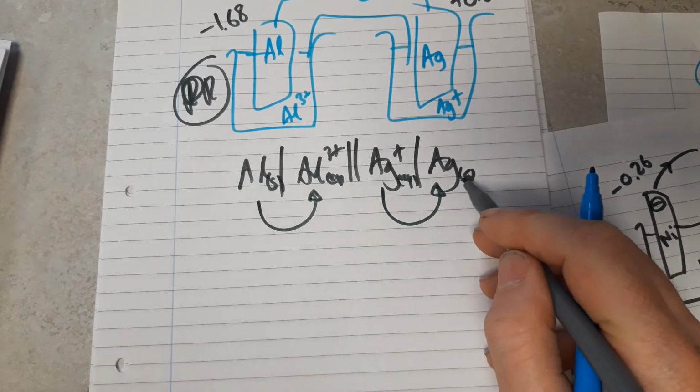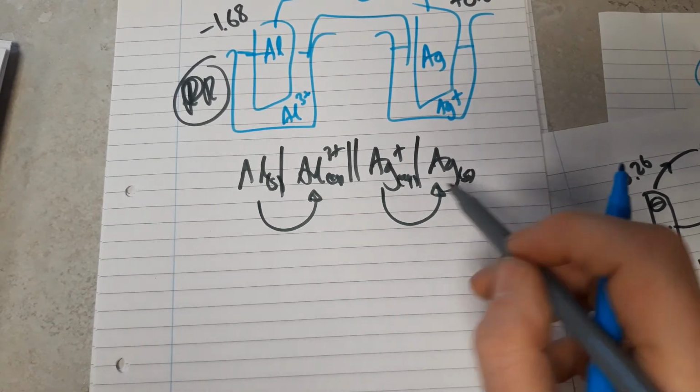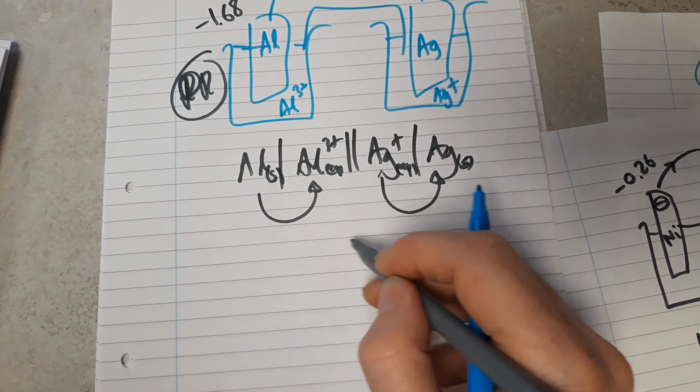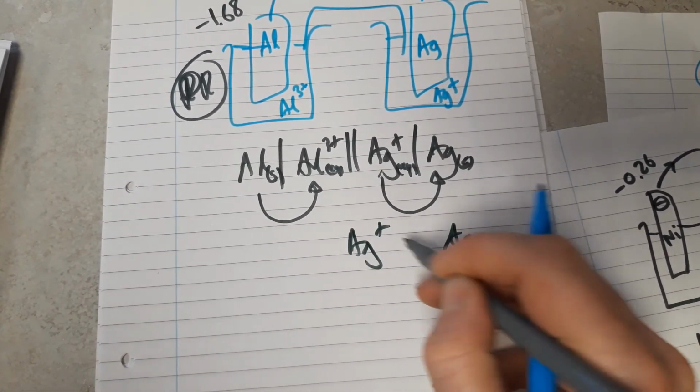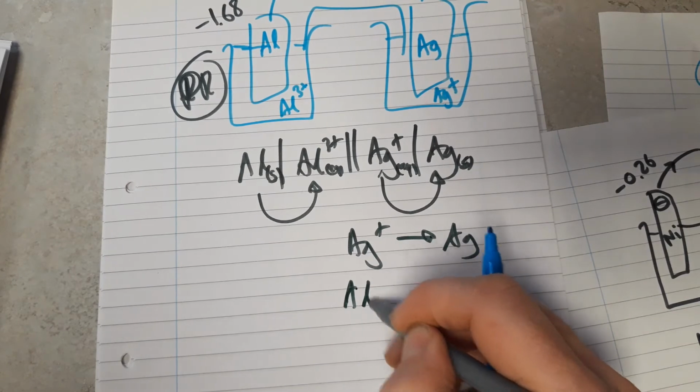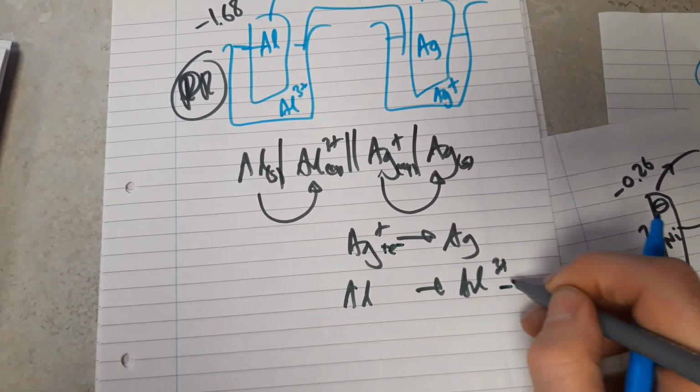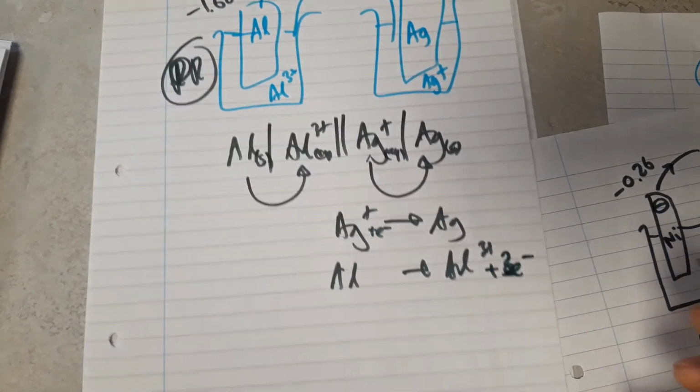Next thing that we do is we go, this will turn into this, this will turn into this. Your silver, you're going to get more silver. The concentration of silver plus will go down. You could write half equations for these. The Ag plus will turn into Ag. The Al will turn into Al3+. This will do this by gaining an electron. This will do this by losing 3 electrons.